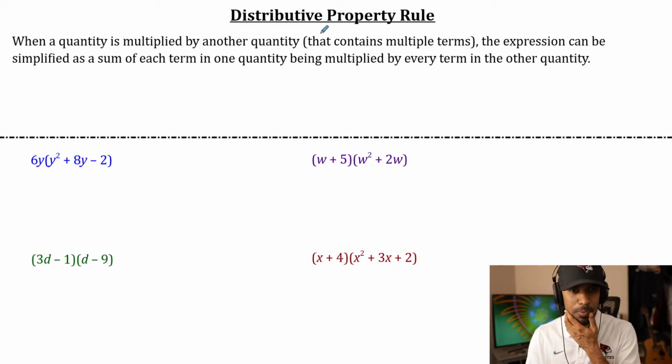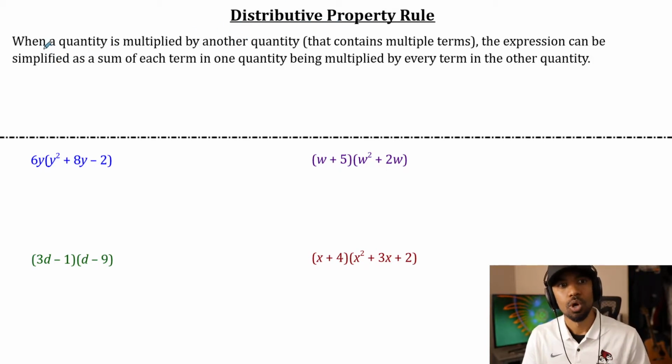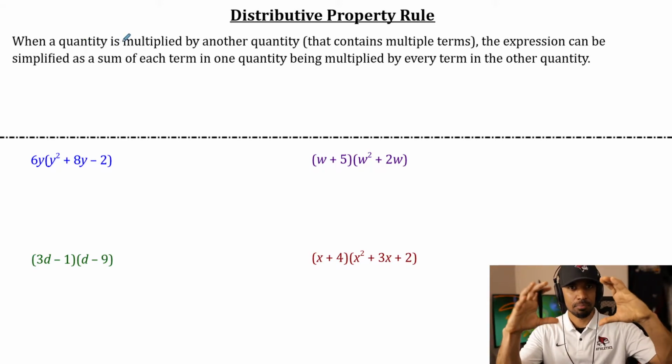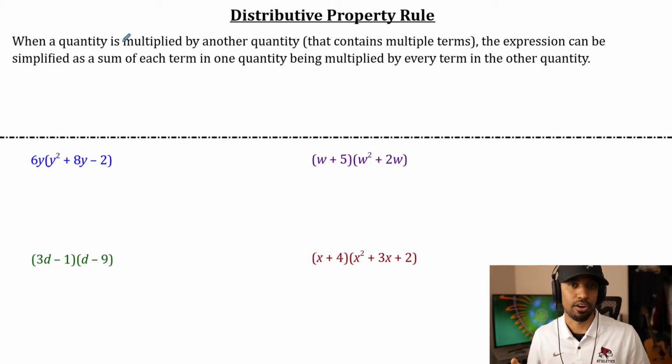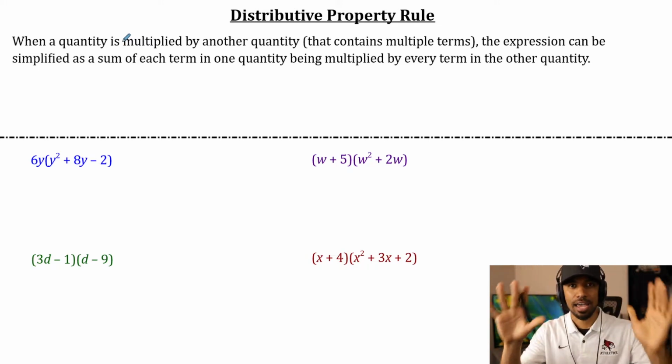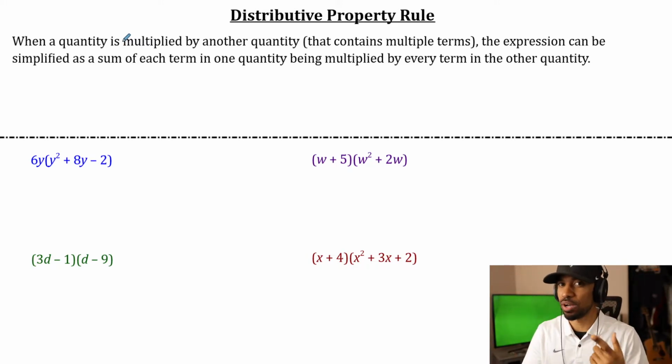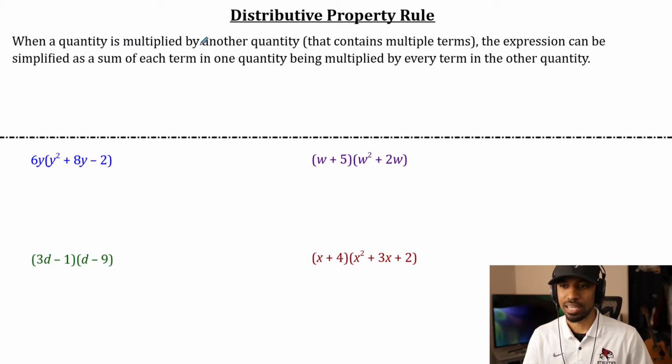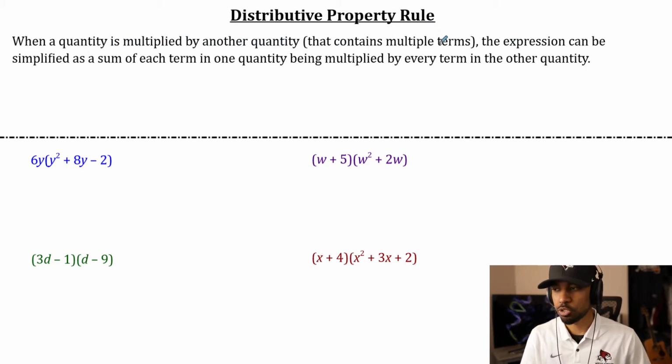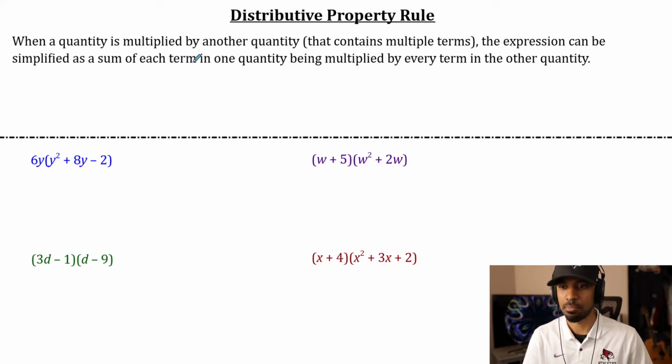Distributive property. Distributive property says this. Here's the rule. When a quantity, which can mean any sort of number or set in parentheses or a variable, just some sort of itemized value, okay? It doesn't have to be one term, it could be multiple. When a quantity is multiplied by another quantity that does contain multiple terms, the expression can be simplified as a sum of each term in one quantity being multiplied by every term in the other quantity. Okay, so it means this right here.